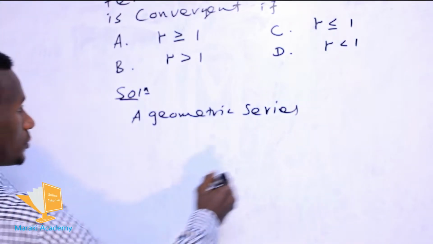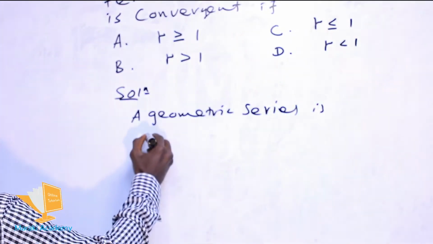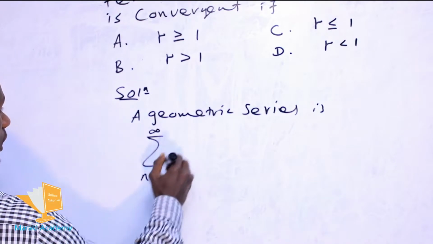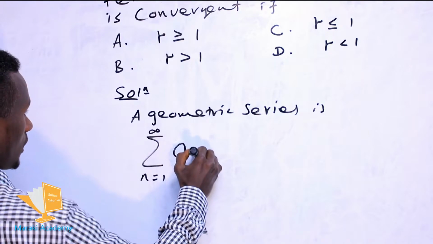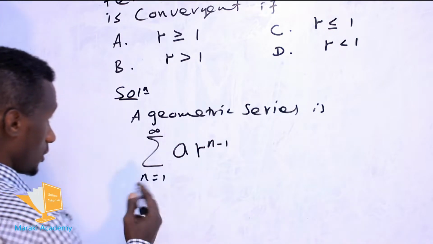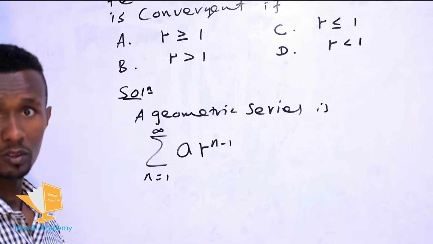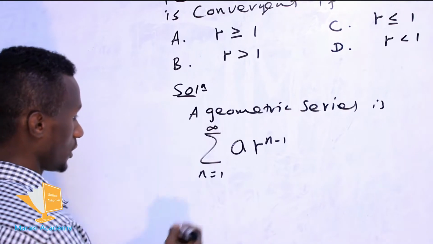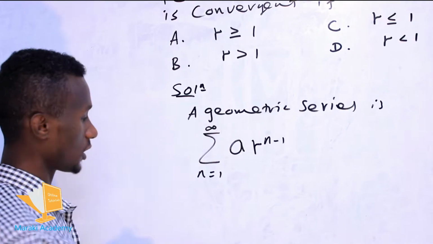it can be represented as the sum for n starting from 1 up to infinity of a times r raised to n minus 1, where the first term is a. This is the representation of a geometric series. To determine the partial sum of a geometric series, we need to find the partial sum.